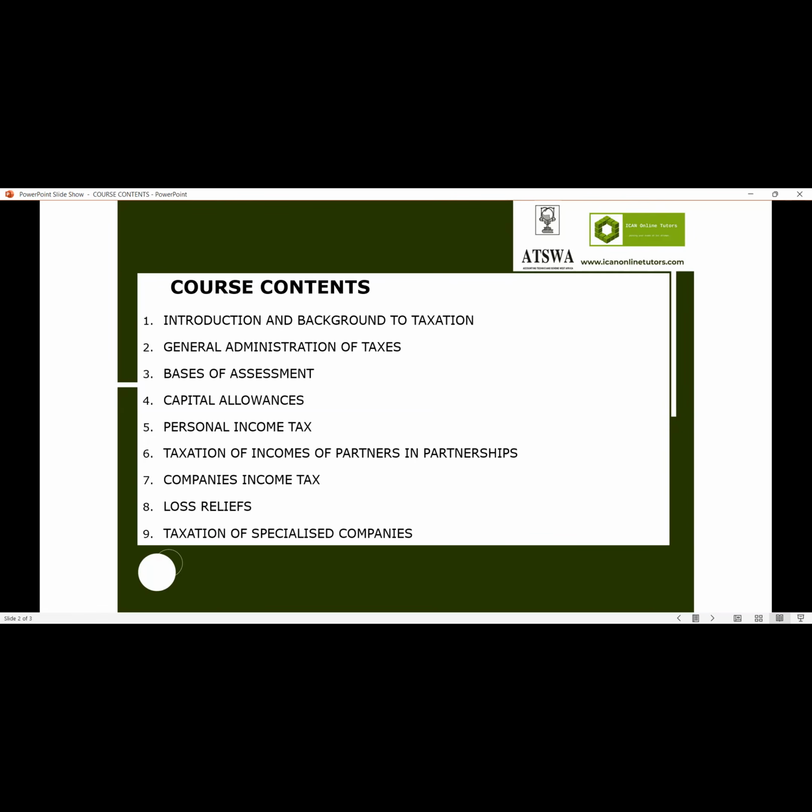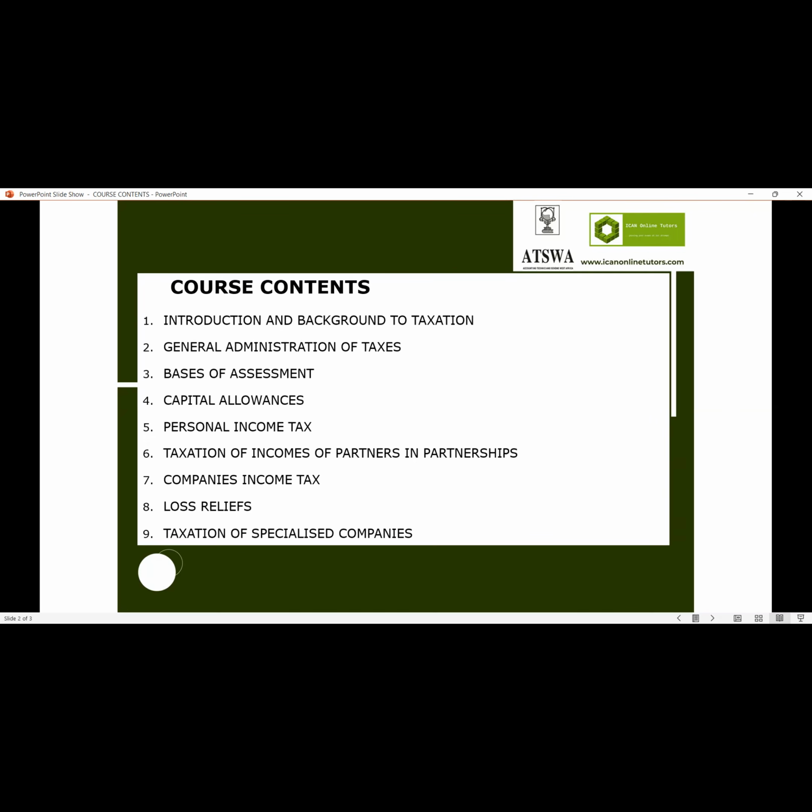Okay, so after that, we are going to look at the basis of assessment. How do we assess an individual or corporate entity into tax? On what basis do we assess a corporate organization or an individual into tax?